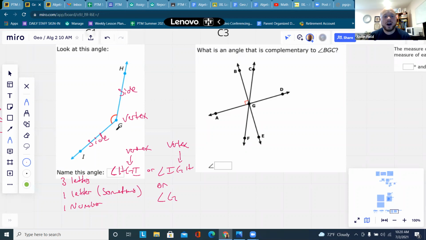The last way is if you see a number, not a degree measure, but a number inside the angle, then you could also call it by that number. So there are three ways to name an angle: by three letters, with the middle letter being the vertex; one letter if it's the vertex and the only angle with that vertex; or a number if you see a number.